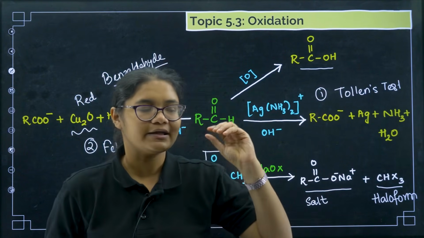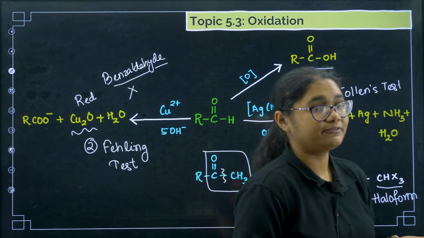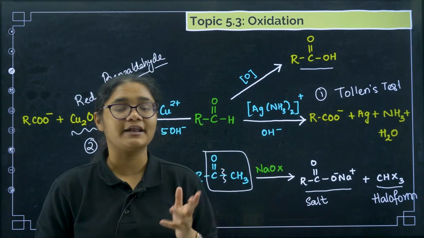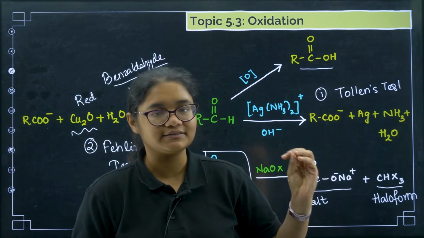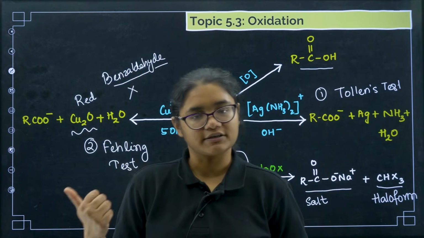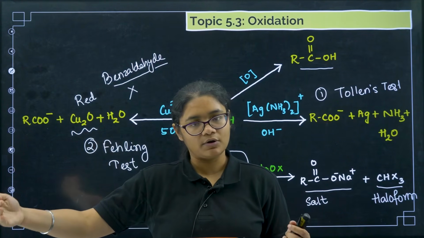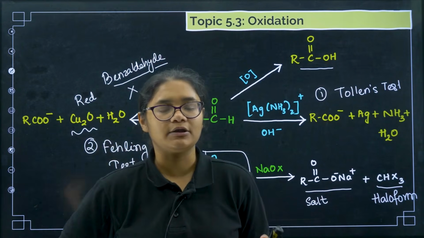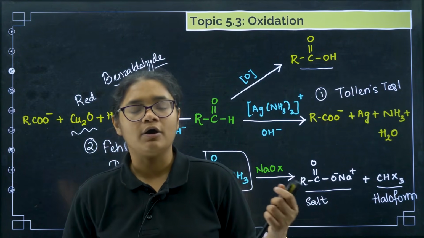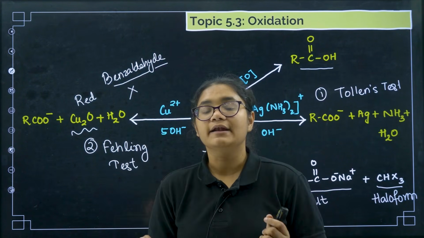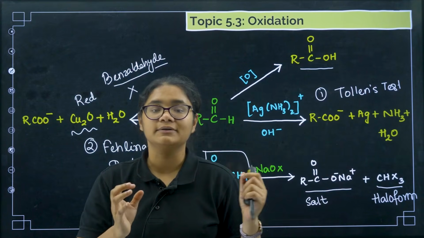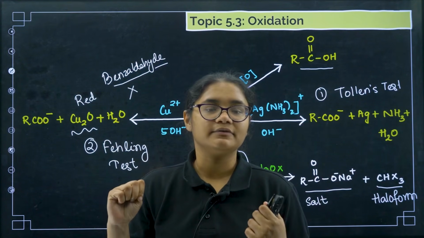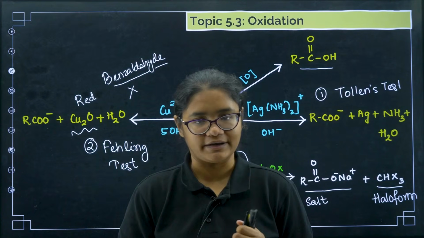Five types we have seen: addition of HCN, addition of NaHSO3, addition of alcohols, addition of Grignard reagent and addition of ammonia and its derivatives. Next we saw reduction reactions, reductions to alcohols using lithium aluminum hydride or sodium borohydride, and reductions to hydrocarbons with Wolff-Kishner and Clemmensen reduction. Now the third reaction we are talking about is oxidation.